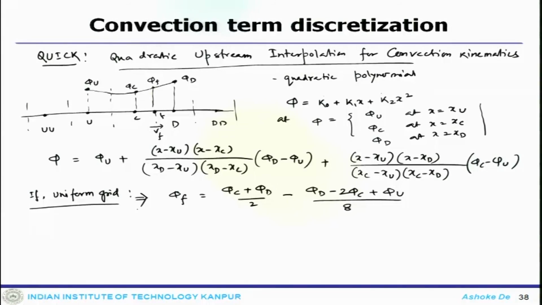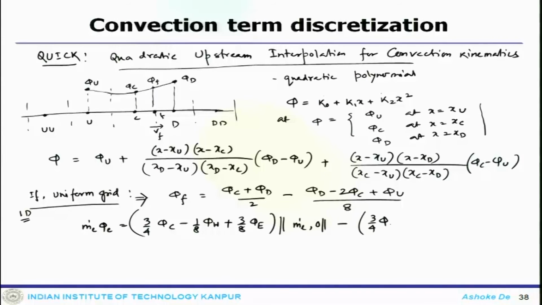Now, using this for the same uniform case in 1D, the convection diffusion system, if you put it, you calculate that m dot e phi e is going to be 3 by 4 phi c minus 1 by 8 phi w plus 3 by 8 phi e, which is now multiplied with m dot e 0, minus 3 by 4 phi e minus 1 by 8 phi double e plus 3 by 8 phi c multiplied with minus m dot e 0.